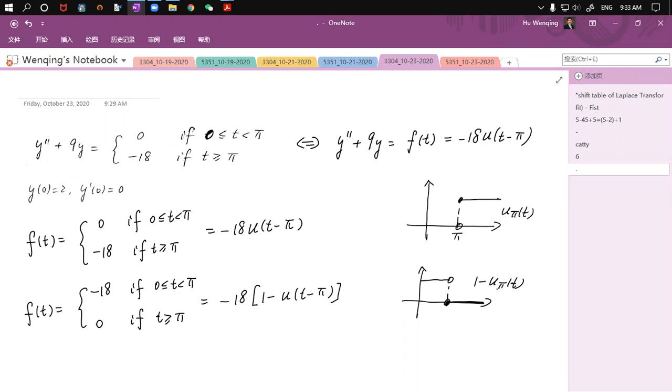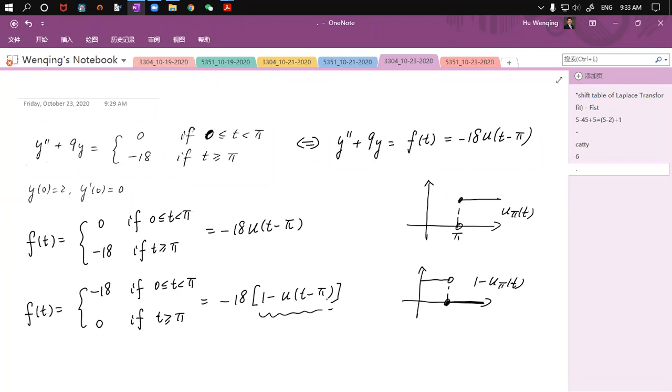When I was teaching this class many years ago, there was an exam where they didn't give you this function, but they gave you this other function. A lot of people got confused because they didn't know how to write 1 - u(t - pi). So this is just a small tip for your problem.